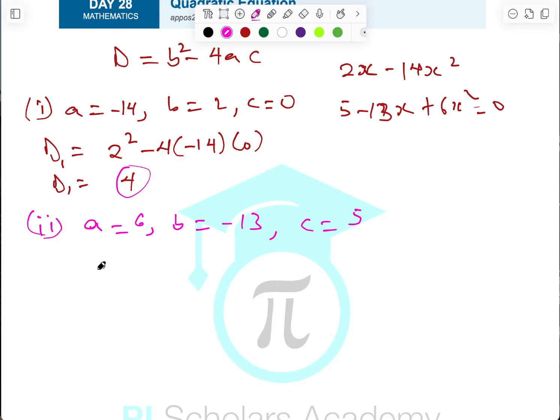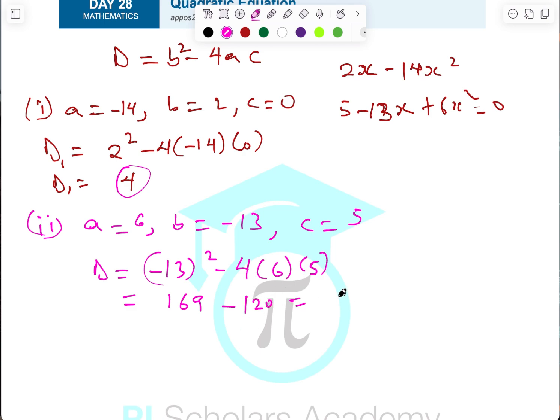So here we have the discriminant will be b squared, that's negative 13 squared, minus 4 multiplied by 6 multiplied by 5. So negative 13 squared, that is 169. Then 4 times 5 is 20. So 20 times 6, that is 120. So here you have 169 minus 120. So that should be 49.